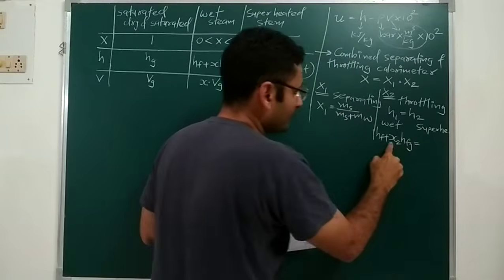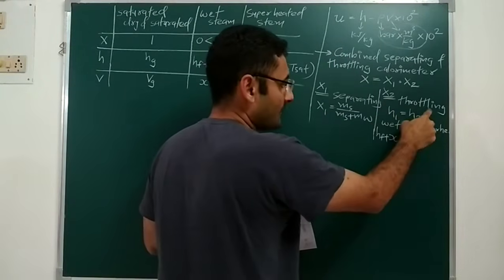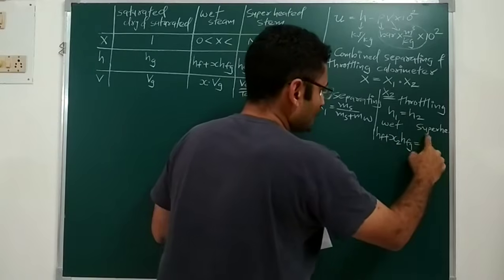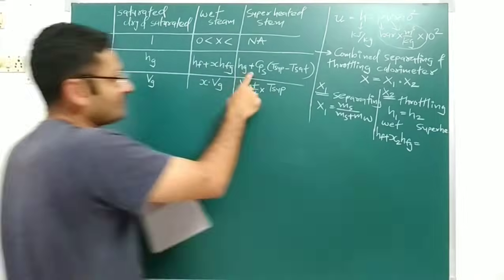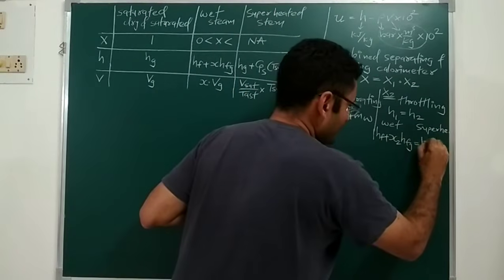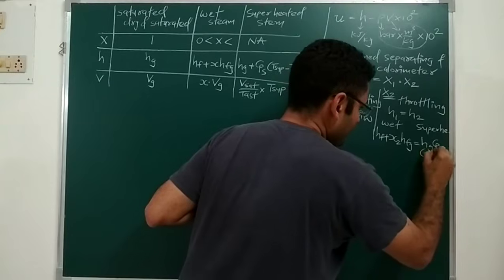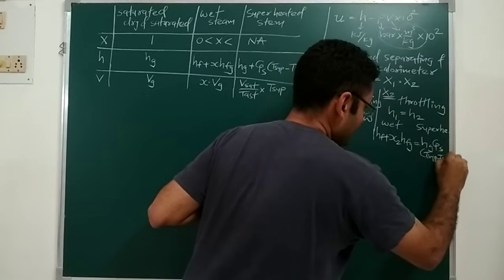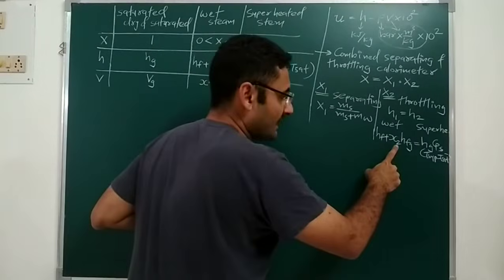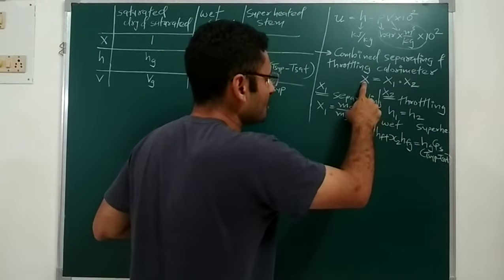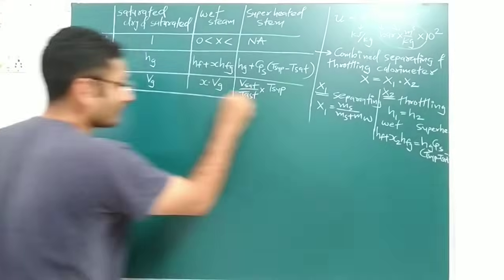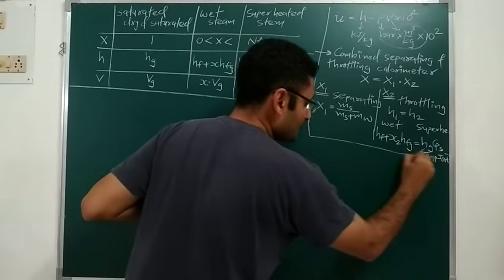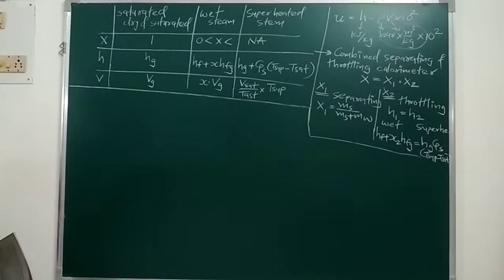Why am I writing x2? Because we are finding x2 with the help of the throttling calorimeter. And for H2, superheated steam, the enthalpy is Hg plus Cp of steam into (T superheated minus T saturated). With the help of that, you will get the answer for x2, and x1 multiplied with x2 will give you the final dryness fraction value. So this many equations are very useful to remember. Now we will take one numerical, so that your concept becomes clear.